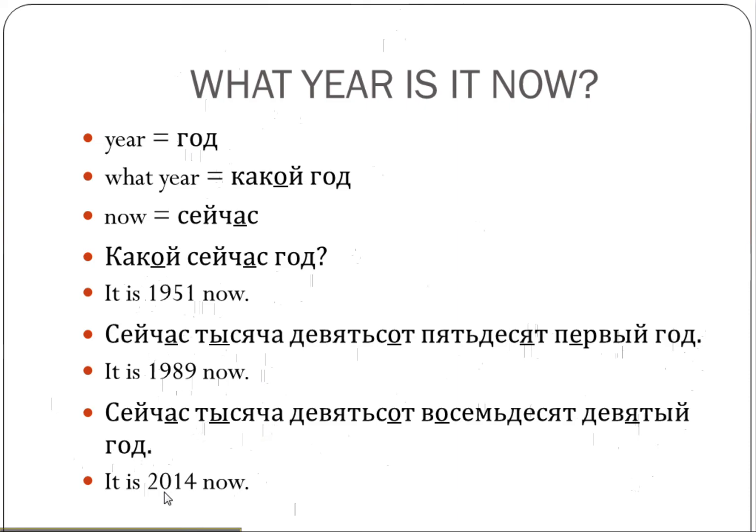And then 2 has different forms. We have два for masculine and neuter, and we have две for feminine words. Тысяча is a feminine word, so this is what it looks like. Сейчас 2014 год. Сейчас 2014 год. I'll give you more examples in the next video.